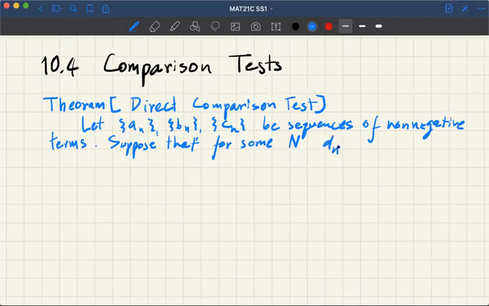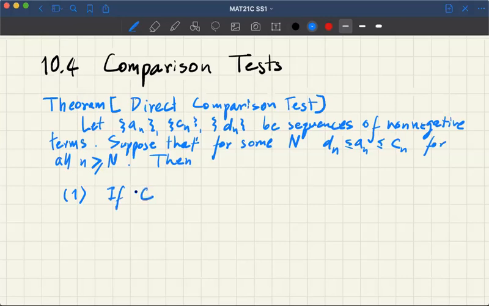Let's call them Dn, An, Cn. Dn is less than or equal to An, less than or equal to Cn. Suppose that this happened for all n greater than or equal to this number. The conclusion is then 1.